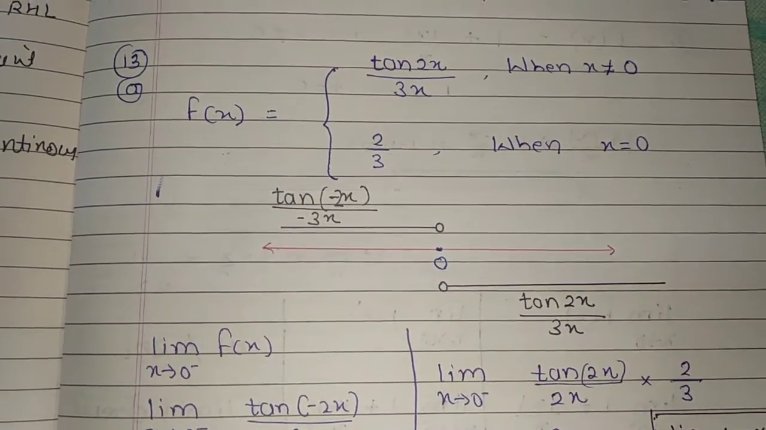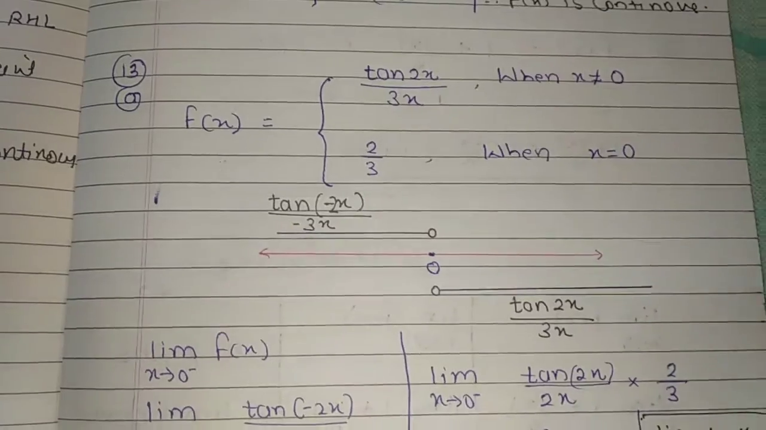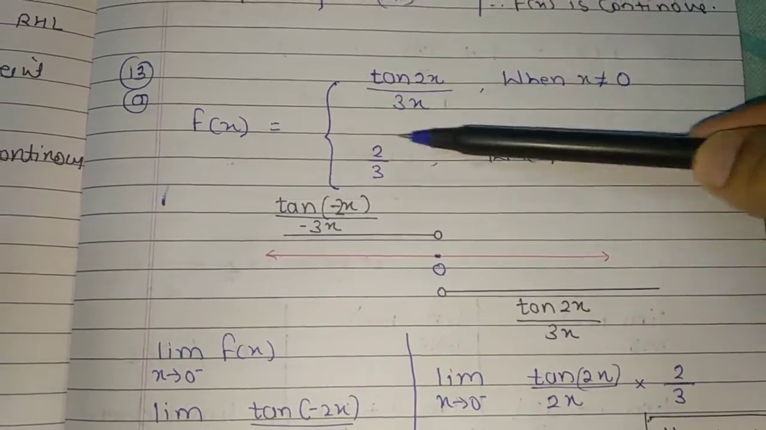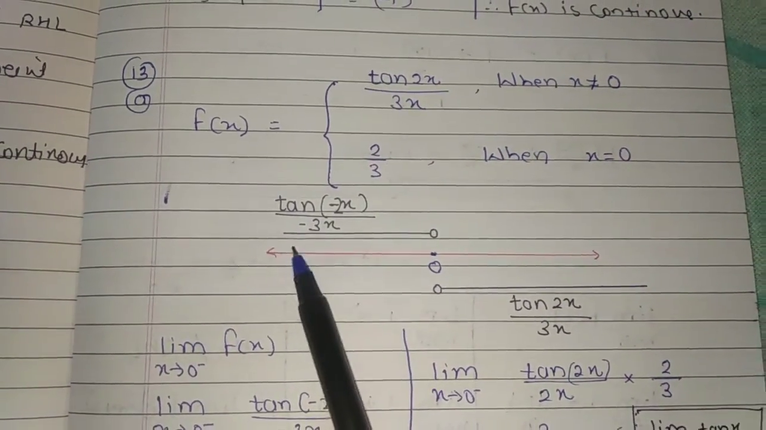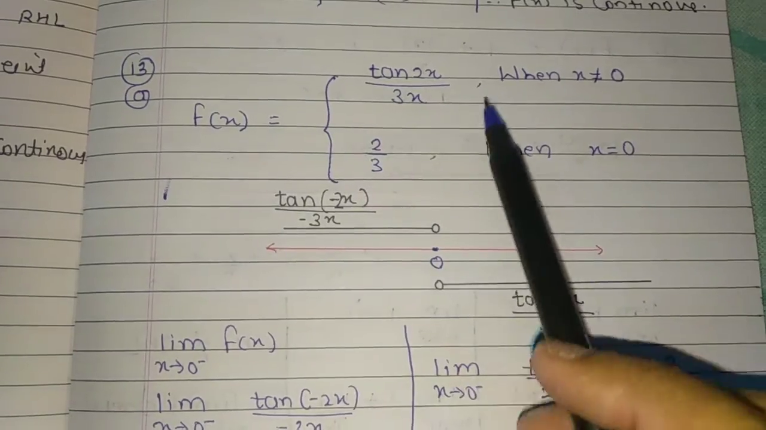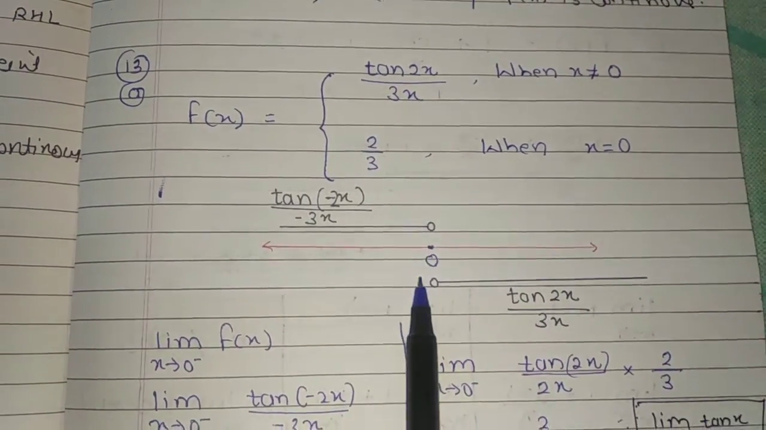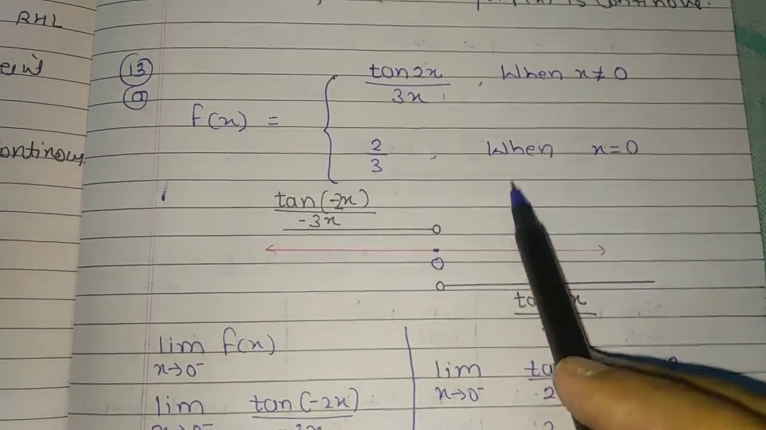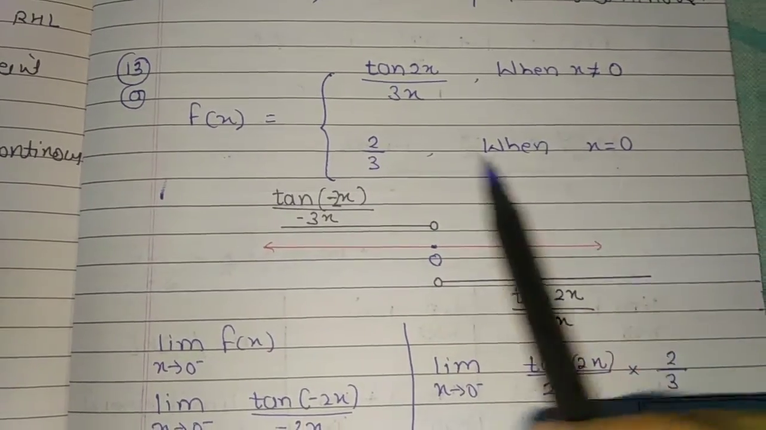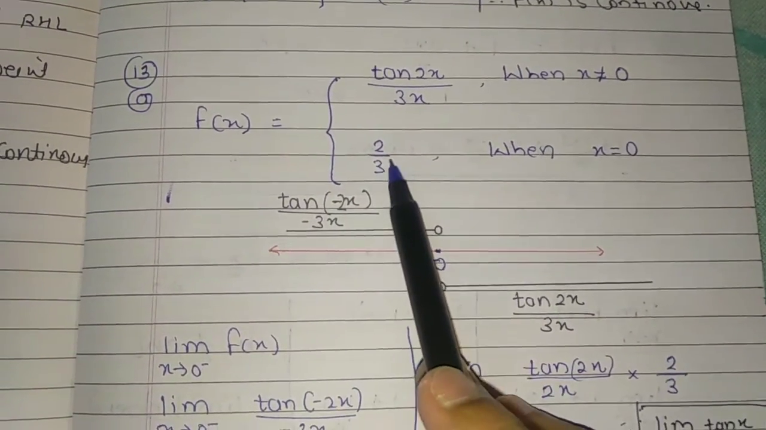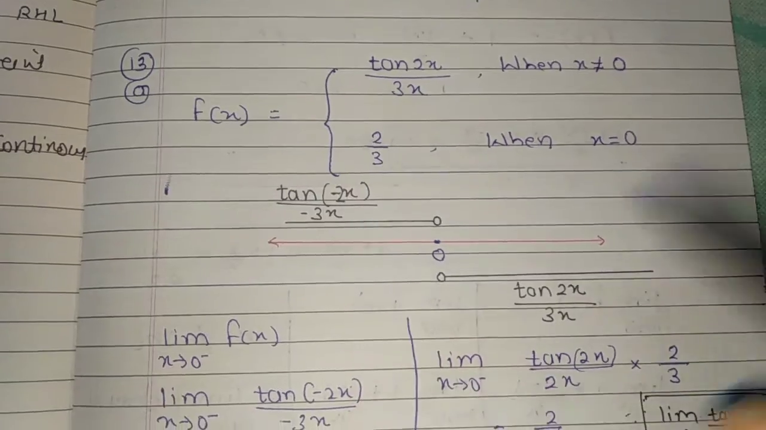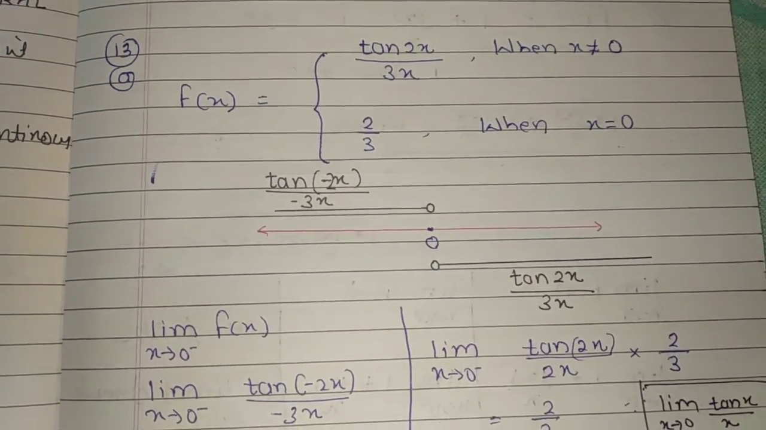Now in question number 13, we have come across some trigonometric functions. First of all, what we have to do is define the function on the number line. As we can see, when x is equal to 0, then the value of the function is 2/3. This is already given in the question.